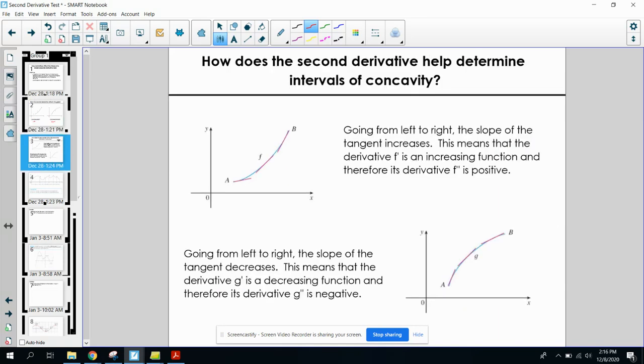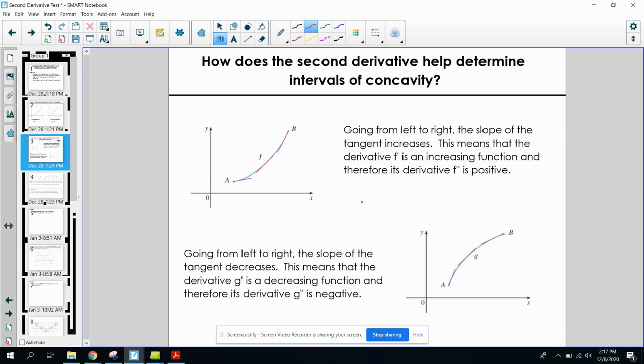So let's look a little bit more specifically at these. Here are the same exact graphs, we have f and we have g. If I'm looking at the slope of the tangent lines, as I make tangent lines from left to right, the slope of these tangent lines is increasing. Since the slope of these tangent lines is increasing, that means that the derivative of f, which is f prime, is an increasing function, and therefore the second derivative is going to be positive. So anytime we have an increasing function, the derivative that corresponds with that directly is going to be positive.